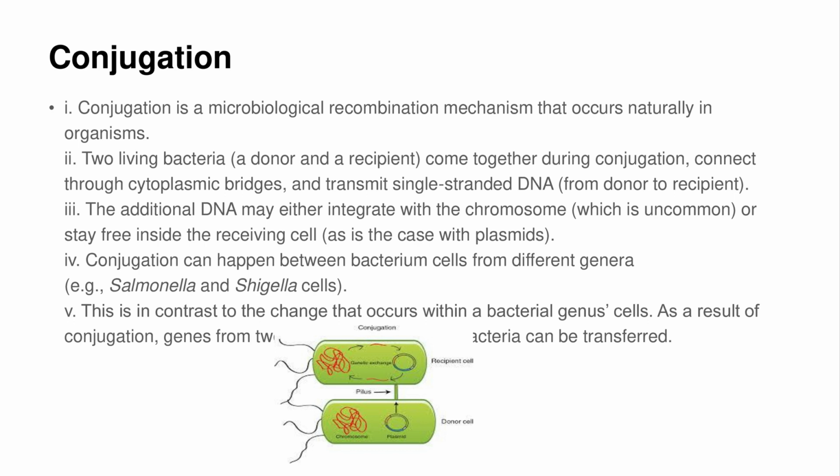Examples are Salmonella and Shigella cells. Conjugation can happen between these bacterial cells. This is in contrast to the change that occurs within a bacterial genus. As a result of conjugation, genes from two distinct and unrelated bacteria can be transferred. So it is a kind of gene transfer.